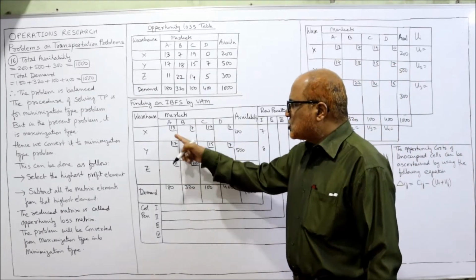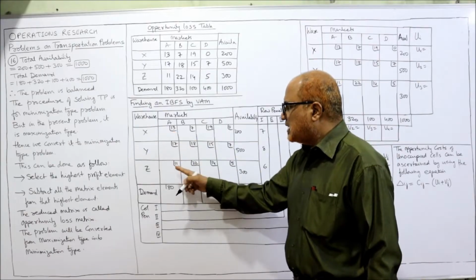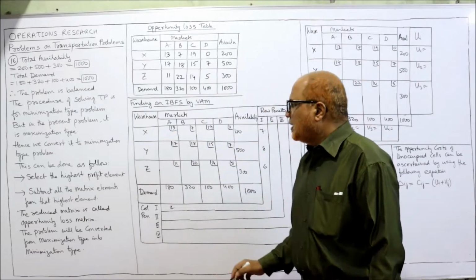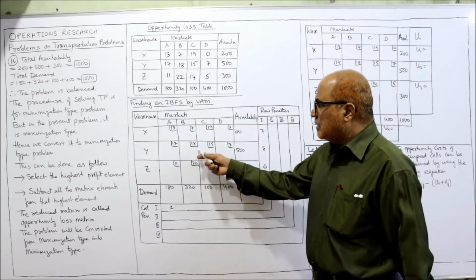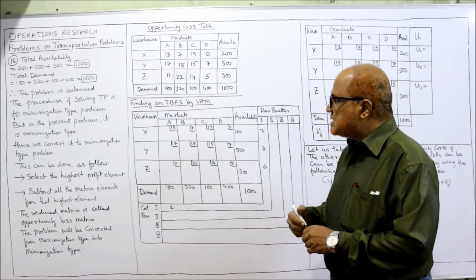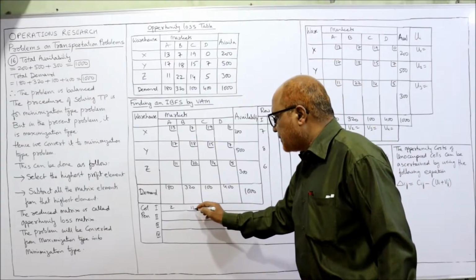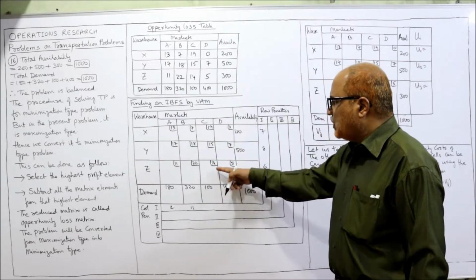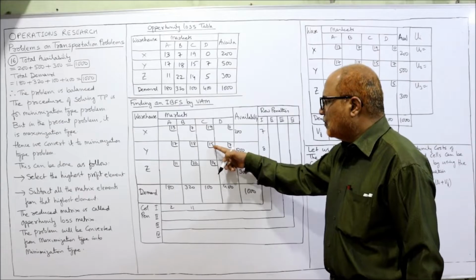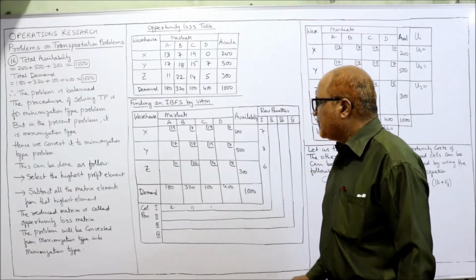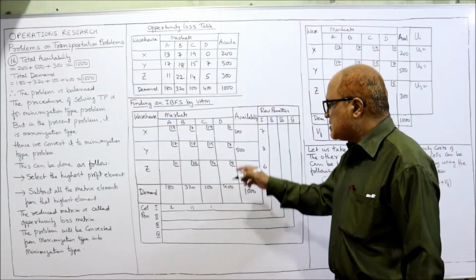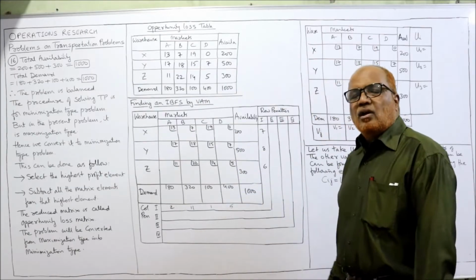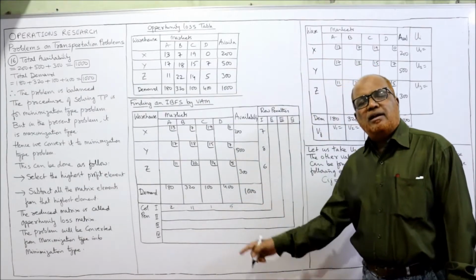Minimum is 11, next minimum is 13, so 13 minus 11 is 2. Here the minimum is 7 and the next minimum is 18, so 18 minus 7 you will get 11. Right? Here the minimum is 14 and the next minimum is 15, so 15 minus 14 is 1. Here the minimum is 0 and the next minimum is 5, so 5 minus 0 is 5. Now we have calculated the row penalties and column penalties.